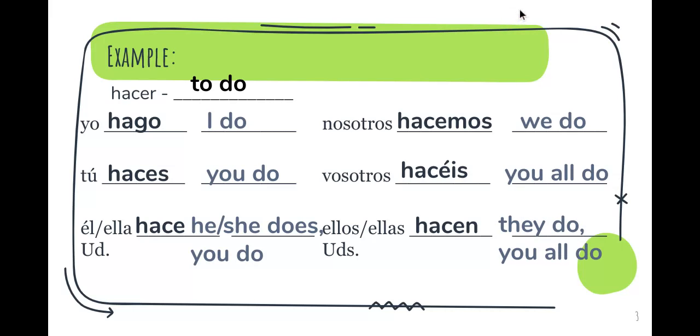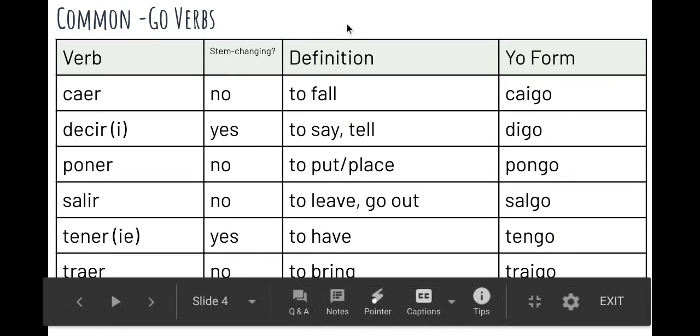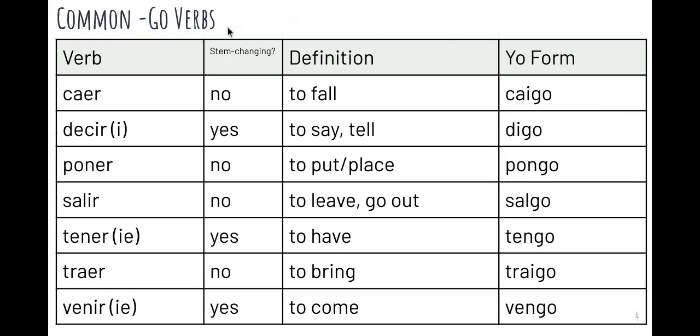So let's look at other types of these. So these are some common go verbs. These are not the only ones that do this. So here you have your verb or your infinitive. This tells you whether or not it's stem changing. You can also look at in between the parentheses here. That also tells you it's stem changing. Here's the definition, and here is the yo form.